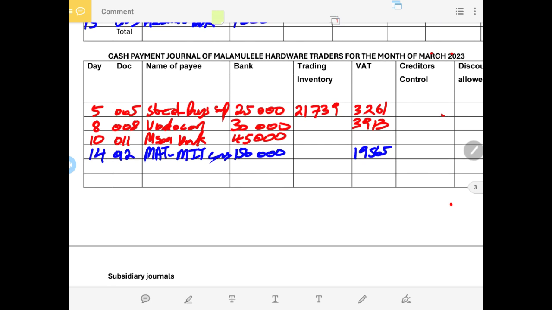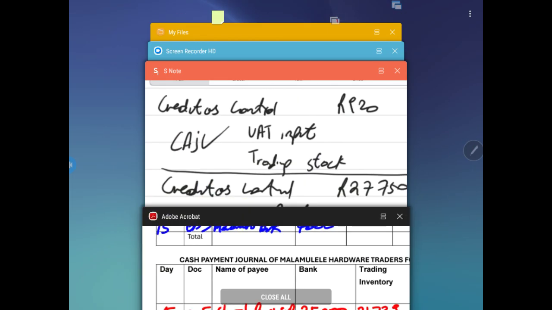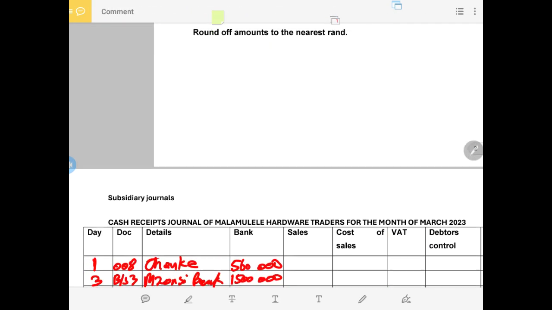Then now we are under the cash payment journal, 16th day. The transaction is document number 013, and this is BBC manufacturers. We are paying our suppliers, BBC manufacturers. And we have to look at the amount of bank that we are paying. Let us check it. I just need to verify that one, if my calculations were correct.